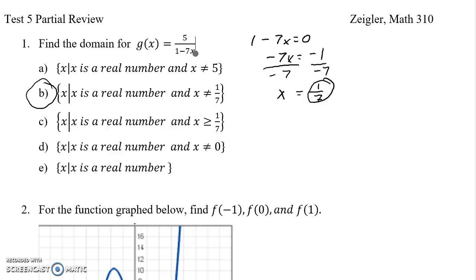C, x is a real number and x is greater than or equal to 1/7. Well, x can be greater than 1/7, but it cannot be equal to 1/7, so C doesn't work. D, x is a real number and x equals 0. Well, x can equal 0. If x equals 0, then the denominator becomes 1, and that's no trouble. And E, x is a real number, any real number, and that isn't true because 1/7 is a real number, and we know that x cannot equal 1/7. So B is the correct answer to this problem.